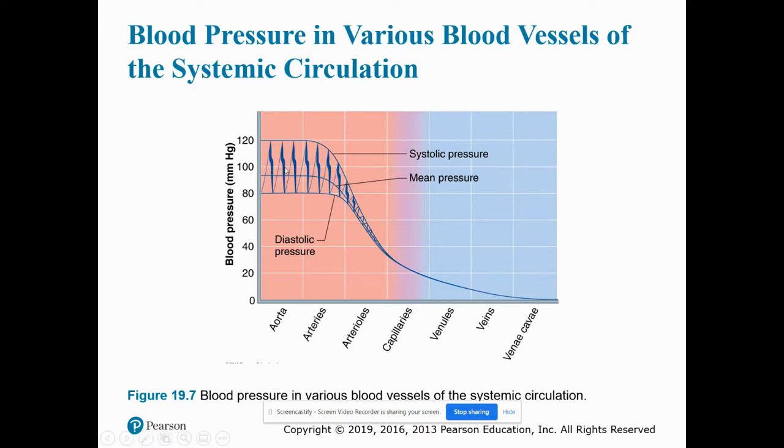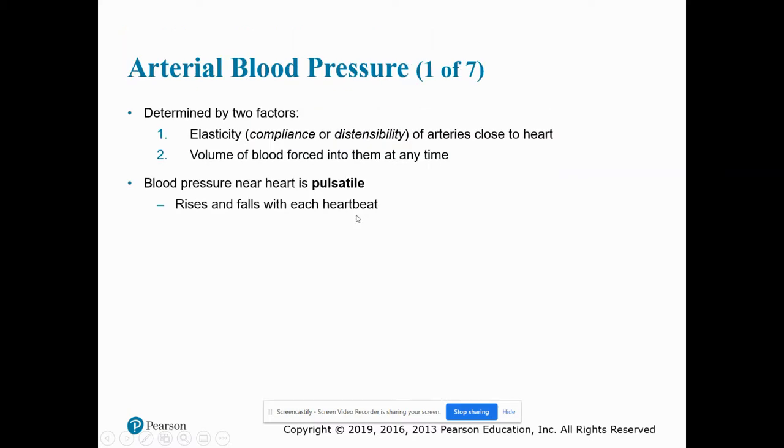Trying to get a cursor, here we go. All right, we have our aorta here, pretty steady pressure, still relatively steady in the arteries, and then we have a big drop off in the arterioles. And then even more so in the capillaries, venules, and veins. But the biggest drop, again, is in the arterioles.